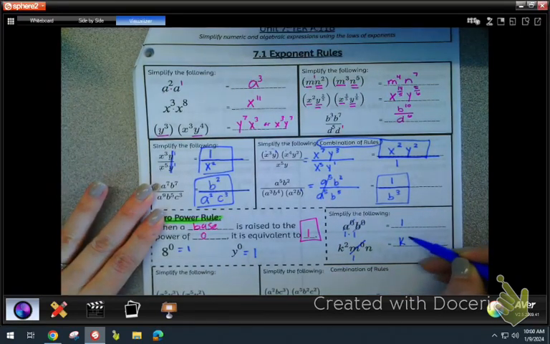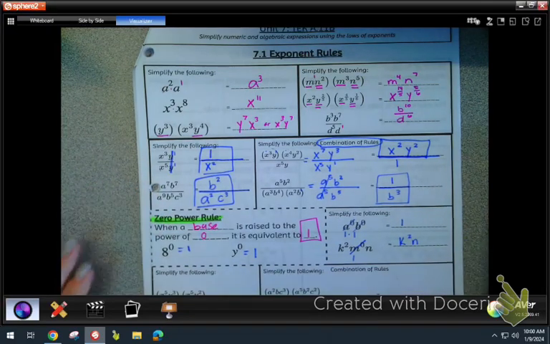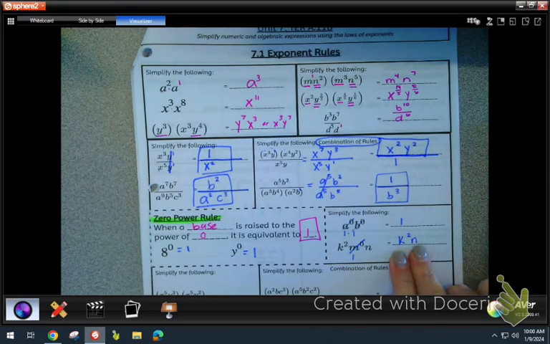4? How do we get 4? Two people said 4. How'd y'all get that? If on a problem like this, k squared times 1 is still k squared, times n is still n. That's all I can do.